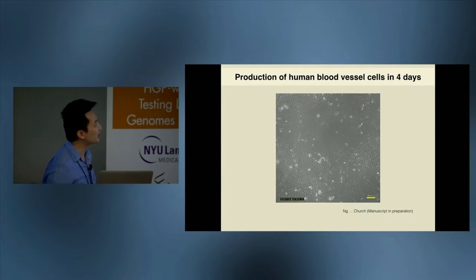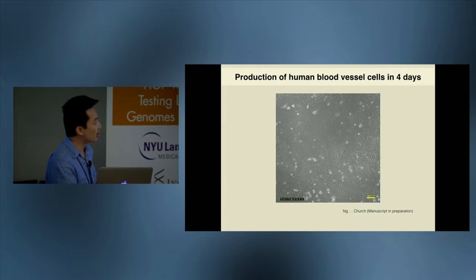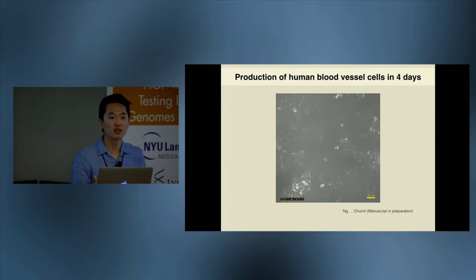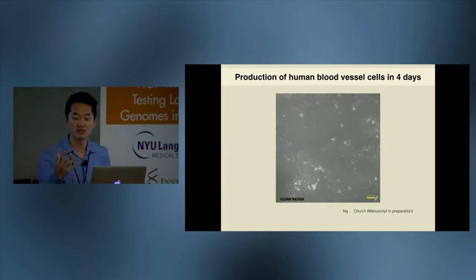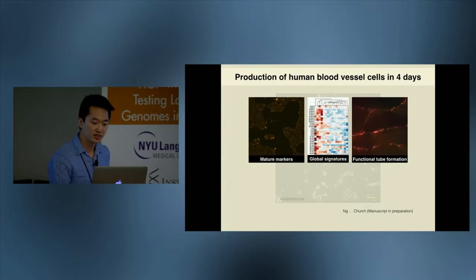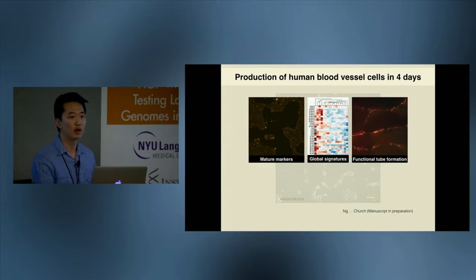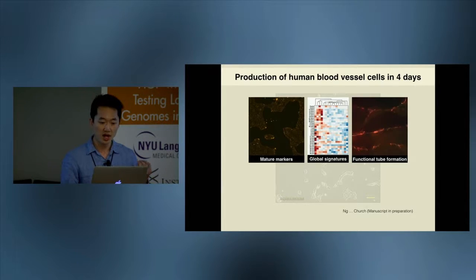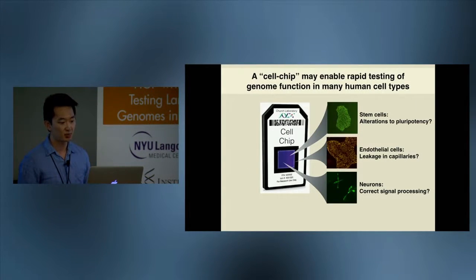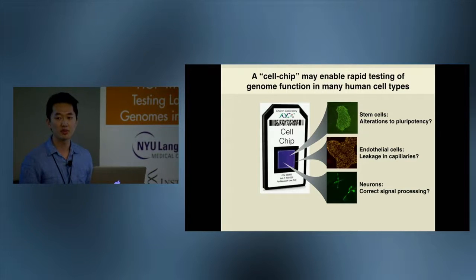And this is an earlier time-lapse movie where we were optimizing the protocols, and since then we've basically developed, again, greater than 90% efficiency at deriving the cell type in 4 days. And again, we can look at mature markers, express mature markers, have global signatures of blood vessel endothelial cells, and they're also functional in that if you have the right matrix, they can form blood vessel tubes in a matrix. So with all these new recipes, again, just with singles, now we're starting with combinations as well.